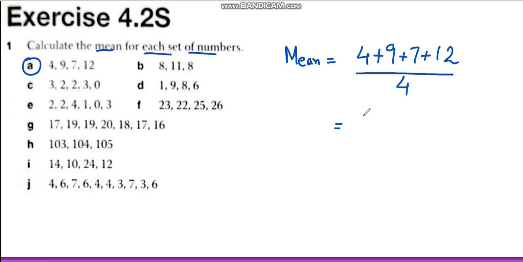If we add all the numbers, we get 32. And if we divide by 4, we get 8. So 8 is the middle value or the central value of this data. Similarly, you can do the remaining problems by using the same method. I'm moving towards the next question.